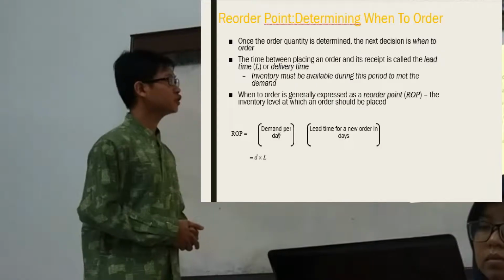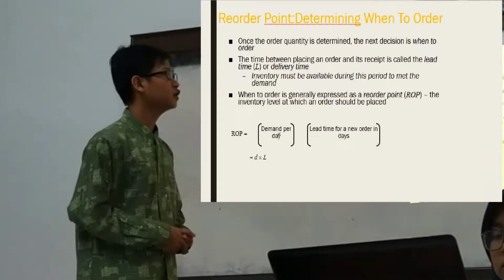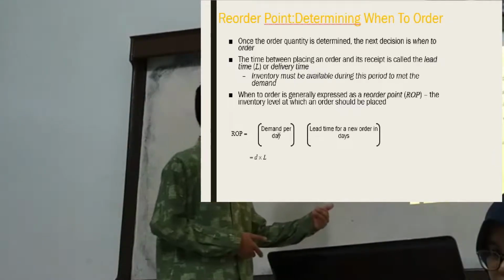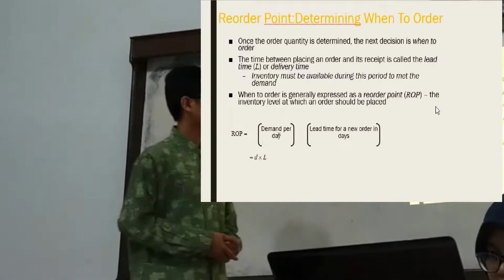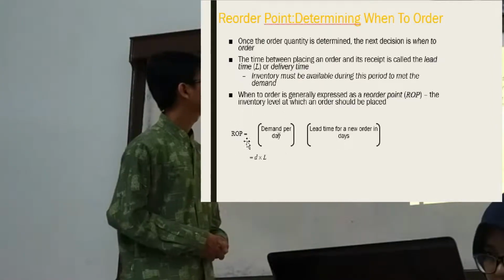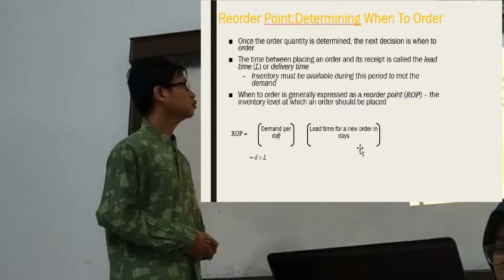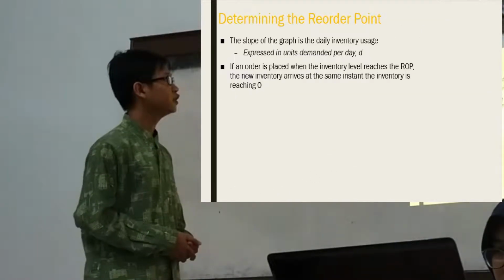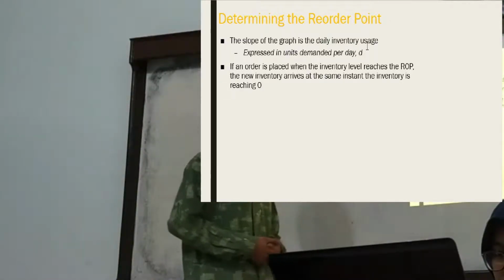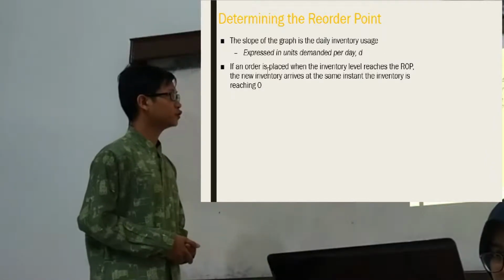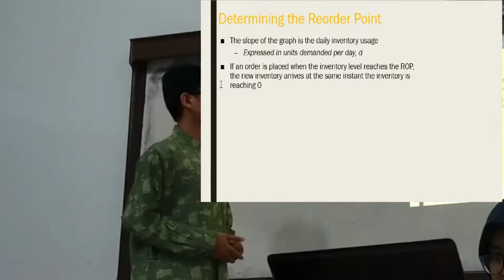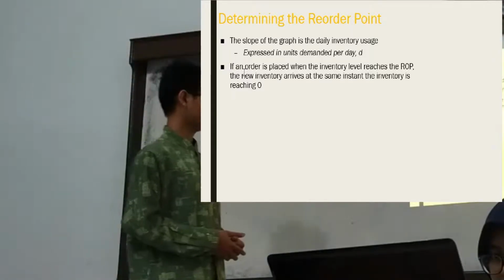When to order is generally expressed as the reorder point or ROP, the inventory level at which an order should be placed. This is the formula. ROP is demand per day times lead time for a new order in days. Next, determining the reorder point. The slope of the graph is the daily inventory usage expressed in units demand per day. This is with the symbol D. And if an order is placed when the inventory level reaches the ROP, the new inventory arrives at the same instant the inventory is reaching zero.